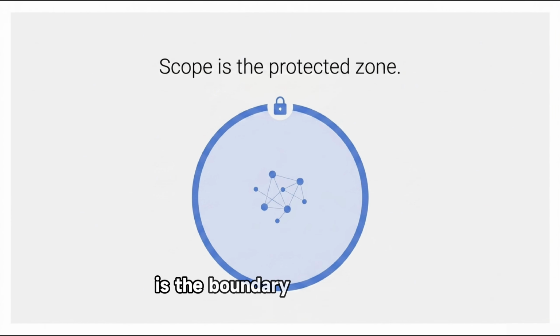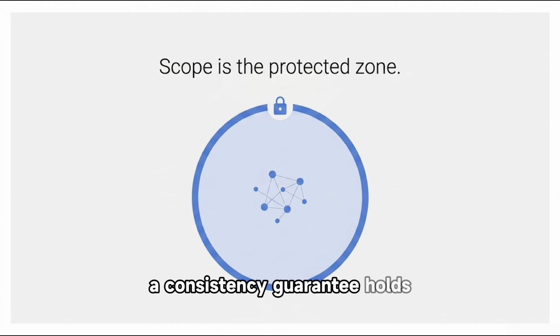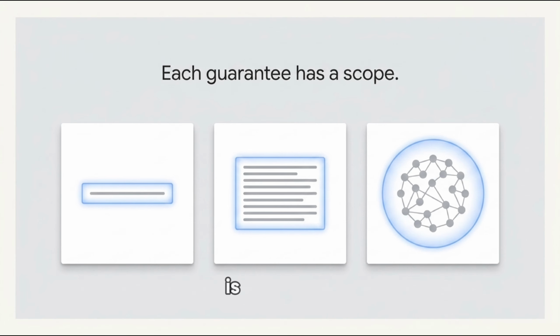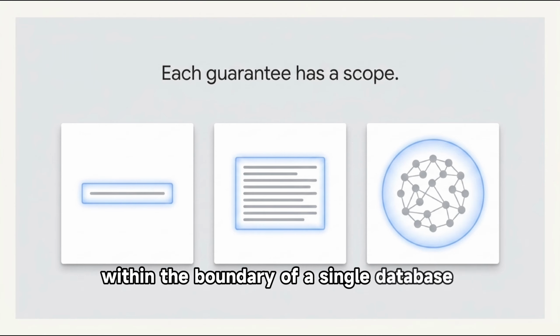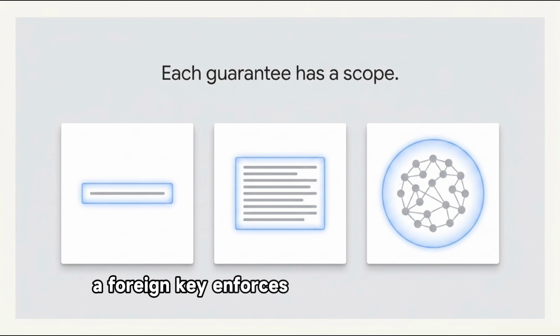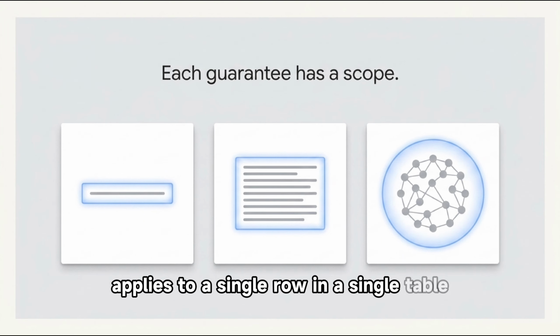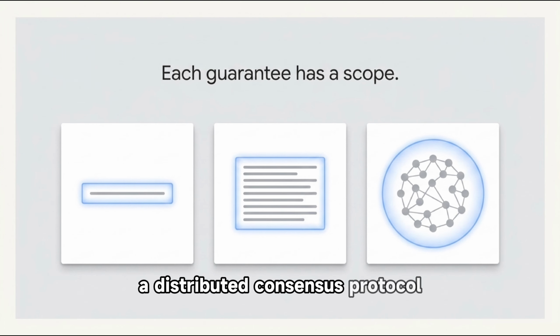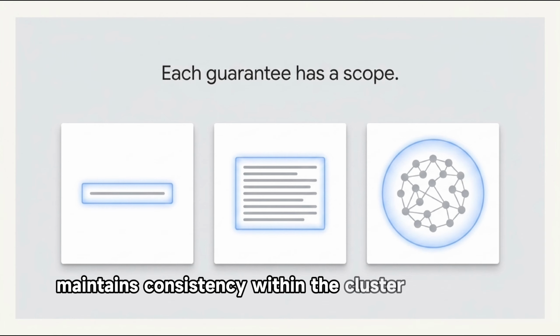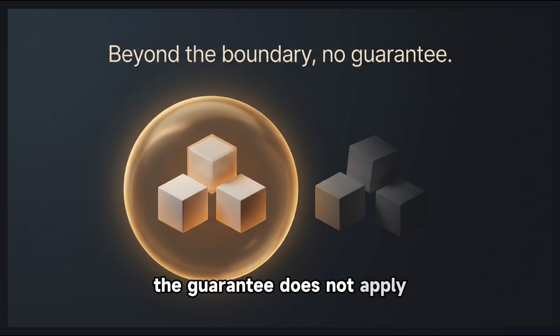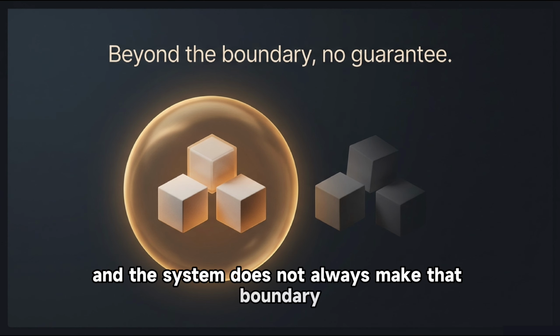Consistency scope is the boundary within which a consistency guarantee holds. Every consistency guarantee has one. An ACID transaction is consistent within the boundary of a single database transaction. A foreign key enforces referential consistency within a single table relationship. A check constraint applies to a single row in a single table. A distributed consensus protocol maintains consistency within the cluster it manages. The guarantee does not extend beyond its scope. Past that boundary, the guarantee does not apply, and the system does not always make that boundary visible.